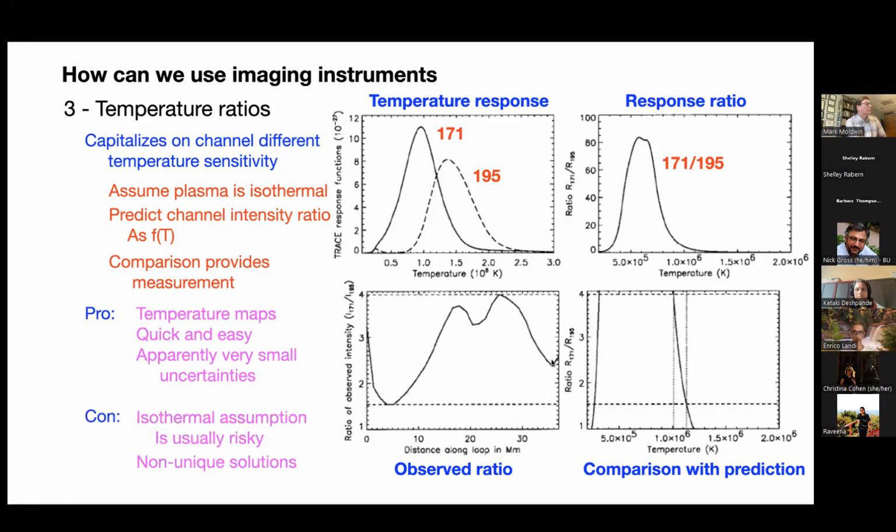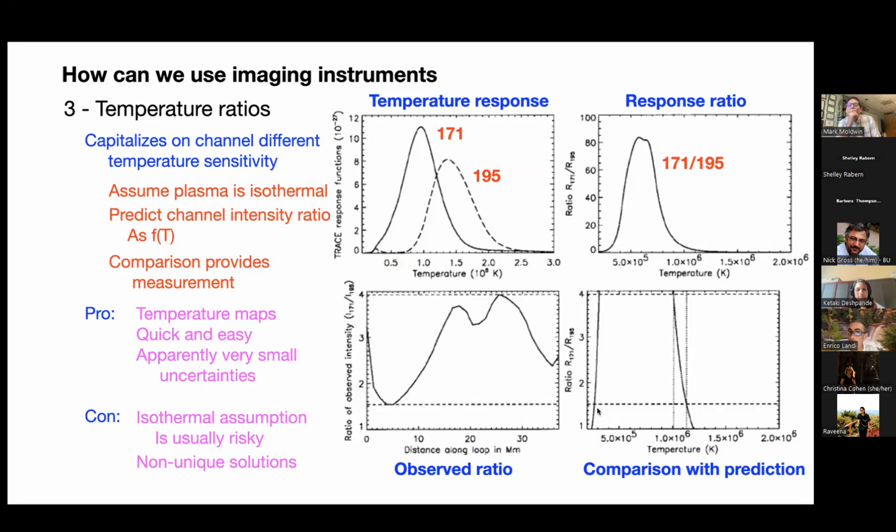However, there are two problems here. Normally, you have to assume that the plasma is isothermal, and this is hardly the case in the solar atmosphere. So really, this gives you a rough indication. And also, if you look, you have these 1 million degrees values, but also you have another set of solutions at around 300,000 Kelvin.